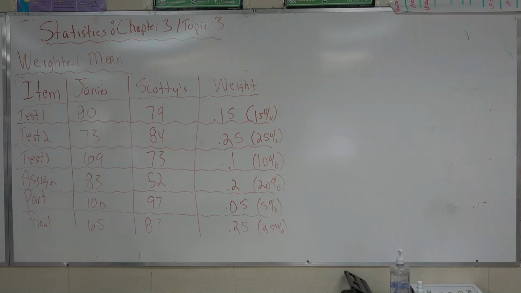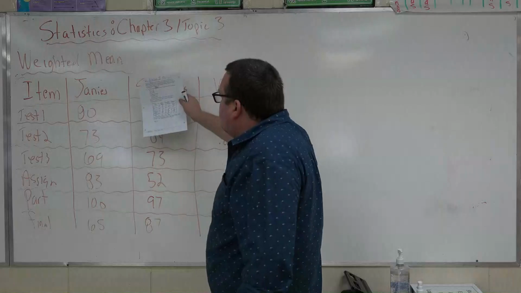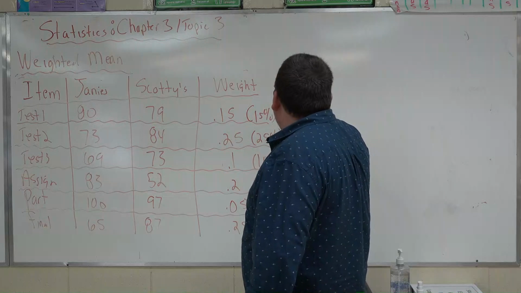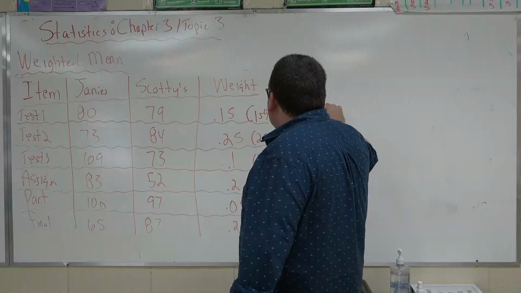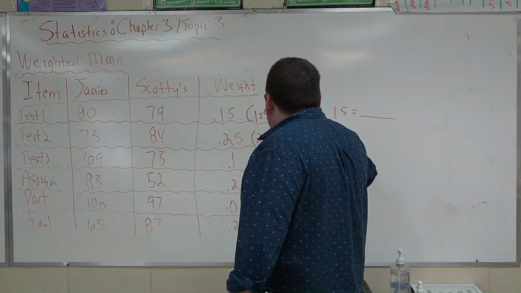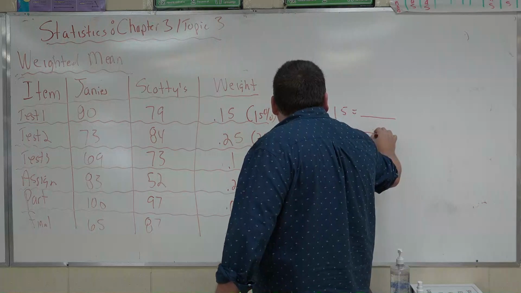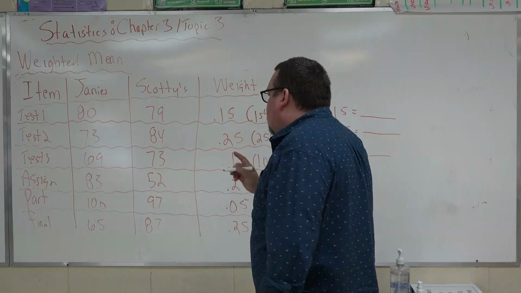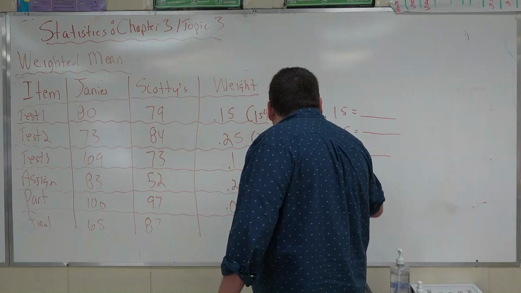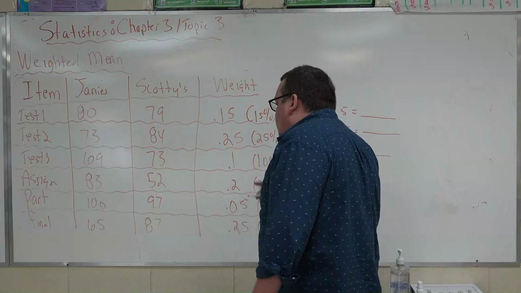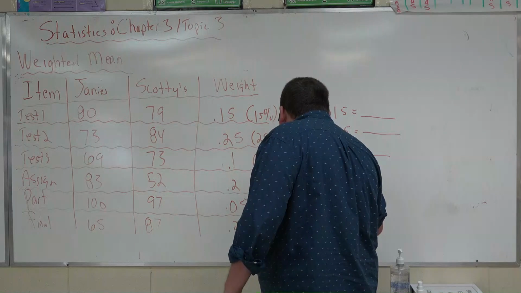So what I'm going to do is start you off just to give you the beginnings here. We can't do both of them at the same time here for mathematics. We're going to talk about Janie. So for Janie, we're going to take the beginning part of her test 1. We're going to take 80 times 0.15. You need that number. 73 times 0.25. Need that number. 69 times 0.1. 83 times 0.2. 100 times 0.05. And 65 times 0.25.